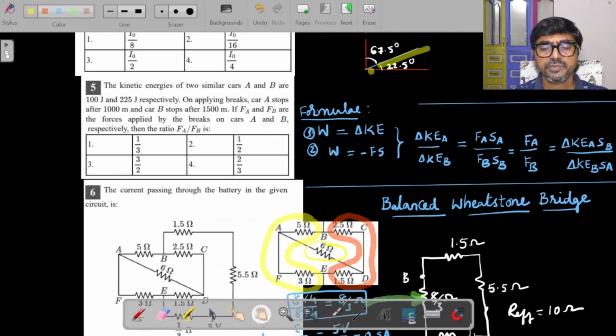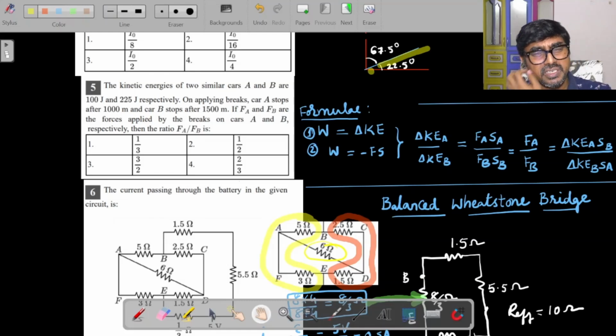The kinetic energy of two similar cars A and B are 100 joules and 225 joules respectively. So they gave kinetic energy. On applying brakes, car A stops after 1000 meters and car B stops after 1500 meters. So they gave the displacement. Kinetic energy is given, displacement is given. If FA and FB are the forces applied by the brakes, so they were asking about the forces and they are asking you to find the ratio.